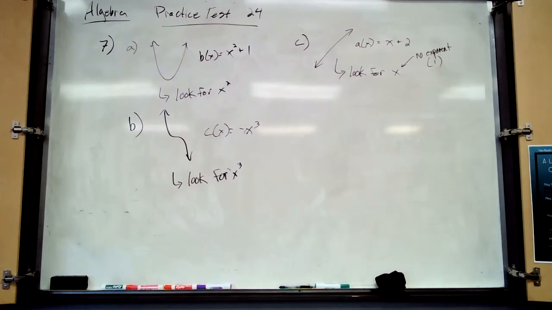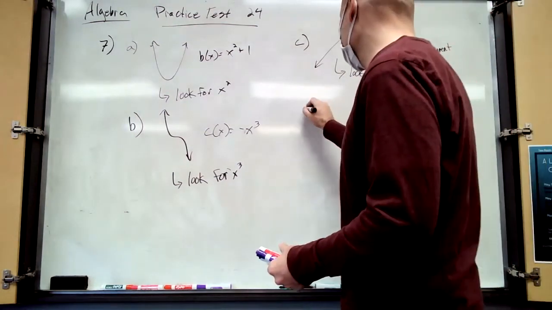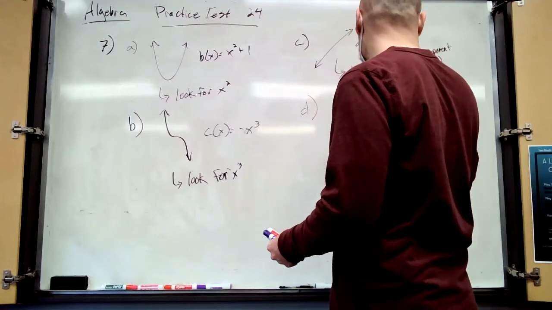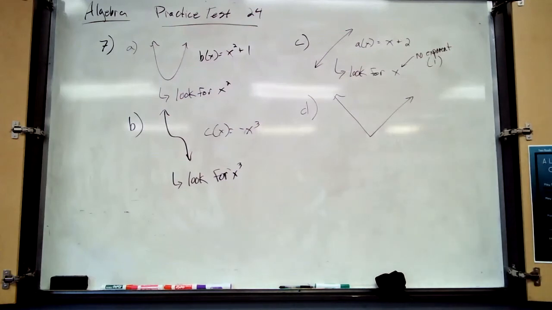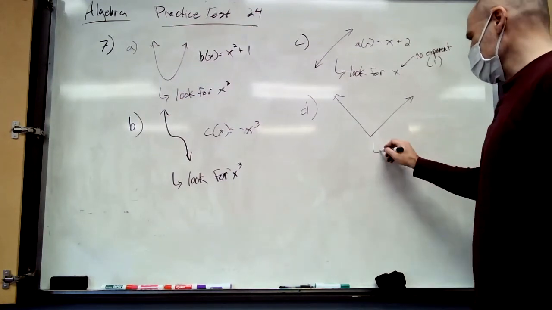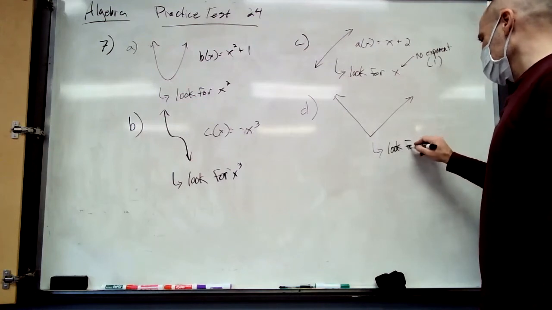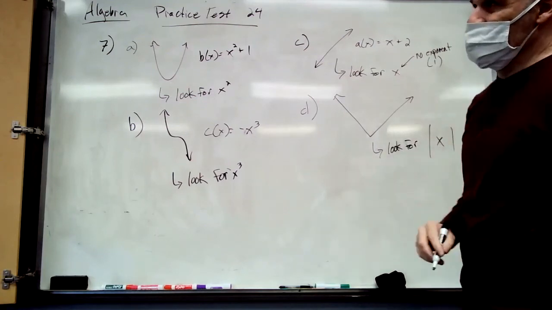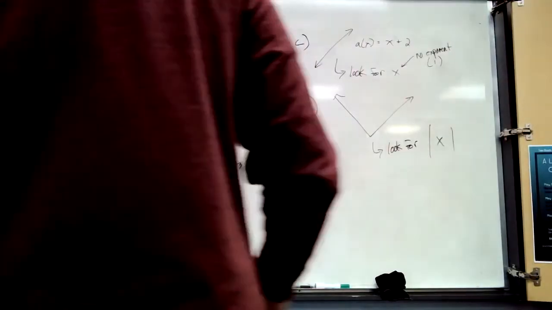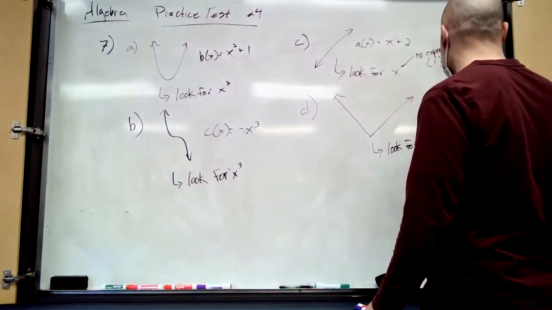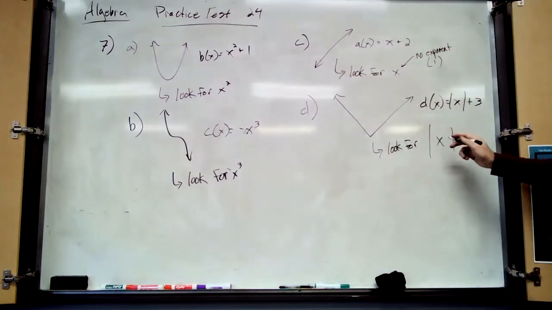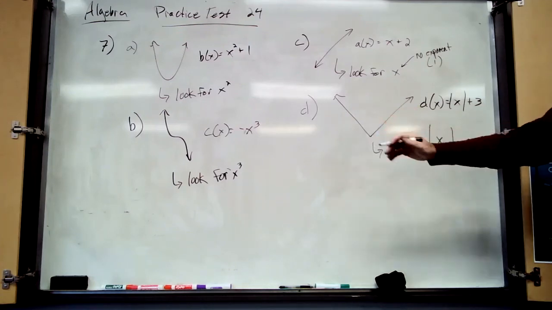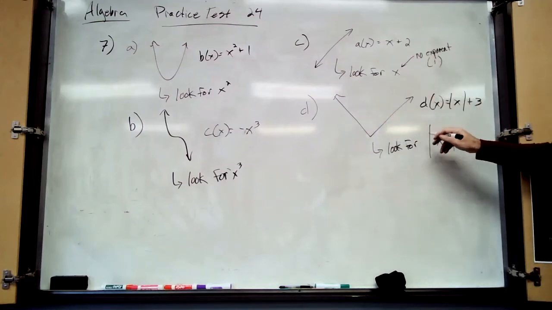All right, well, what about the next one? What is D? What kind of function is that? Absolute value. Okay, so you're going to look for absolute value of x, or some absolute value of something. So that's D of x equals absolute value of x plus 3. And if there is a negative sign in front of it, not inside of it, because inside of it, it would still look like that, because it would still be positive. But in front of it, it would just be flipped over, right?